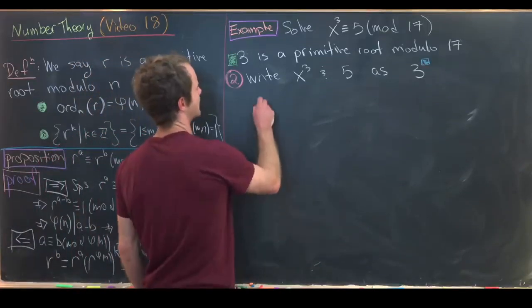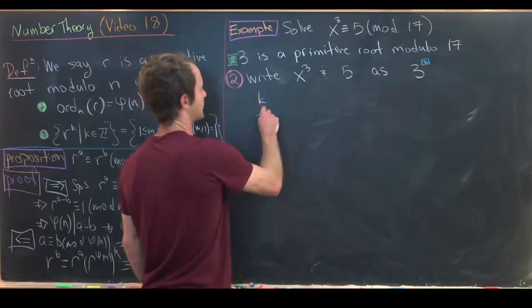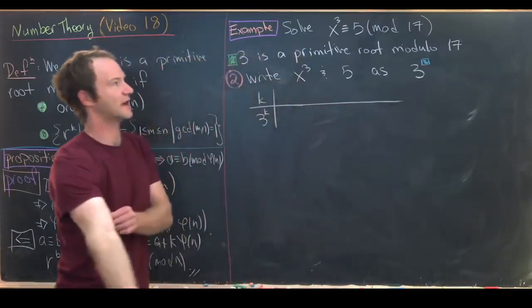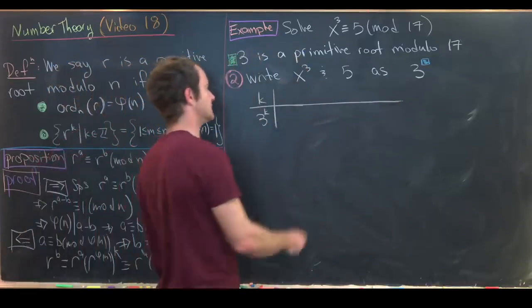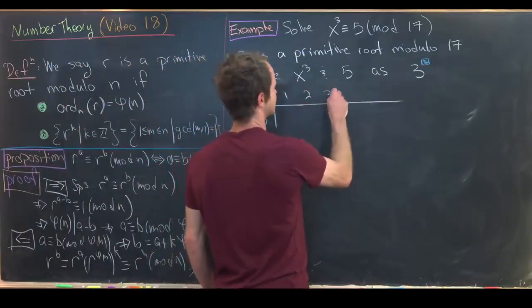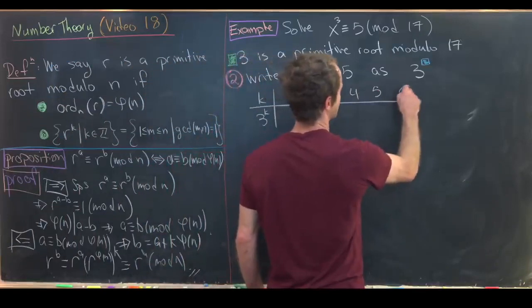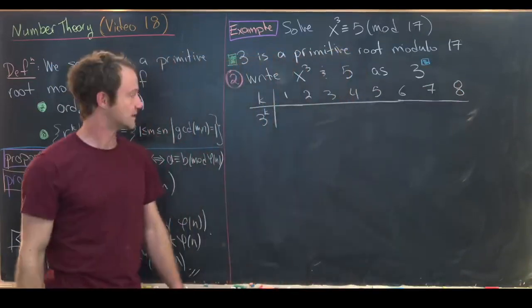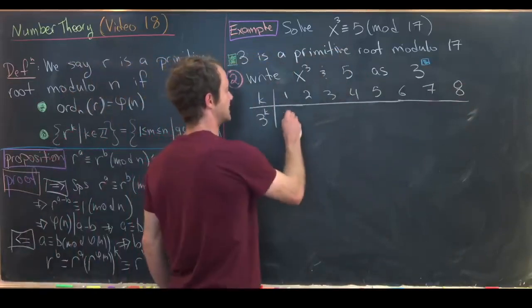So let's maybe write it like this. We'll have k and then 3 to the k, keeping in mind that we're calculating all of this mod 17. So we'll look at just some first powers of k. I'm not going to go very far because I know where this is going to end. Okay, so 3 to the 1 is 3.